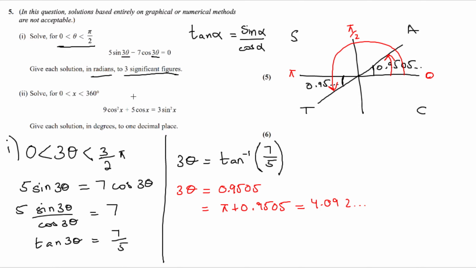Now, don't stop here, because make sure that you have the solutions to theta, not to 3 theta. Here we have found it as 3 theta is equal to this and this, but we have to make sure that we divide by 3 so that we get the values of theta and not just 3 theta, right? So I'm just going to switch to black again, and now here I'm going to write theta equals 0.9505 divided by 3, alright?